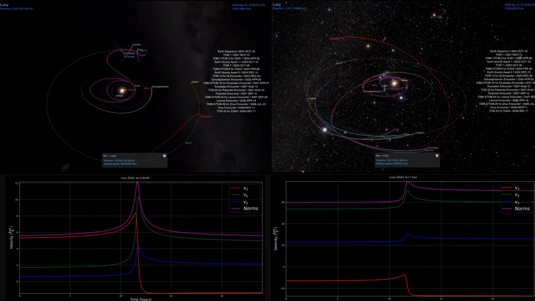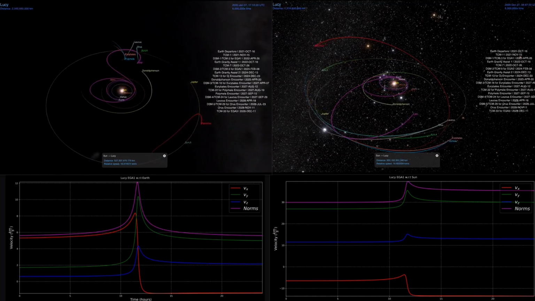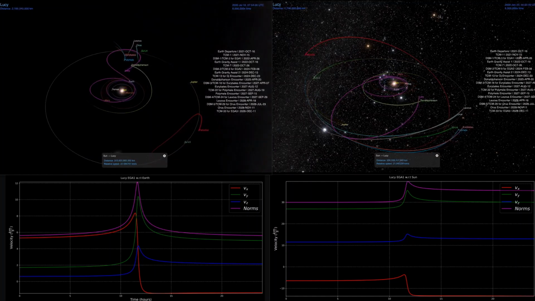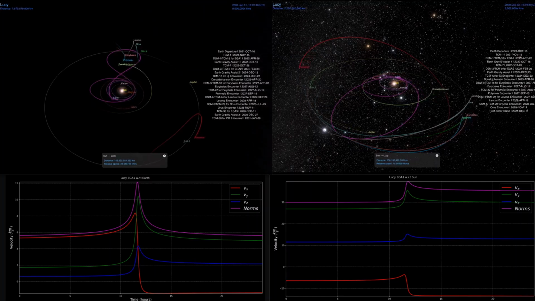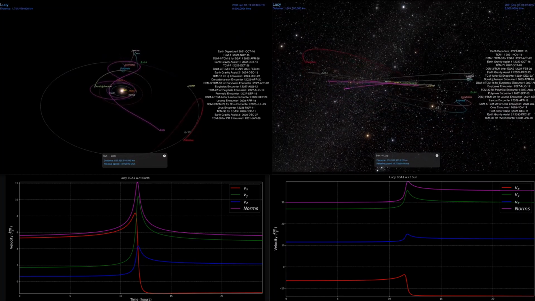at L5. And we'll also be taking a look at Lucy's velocity vector during the three Earth gravity assists with respect to Earth and with respect to the Sun to see how Lucy is gaining heliocentric velocity and energy during these flybys.